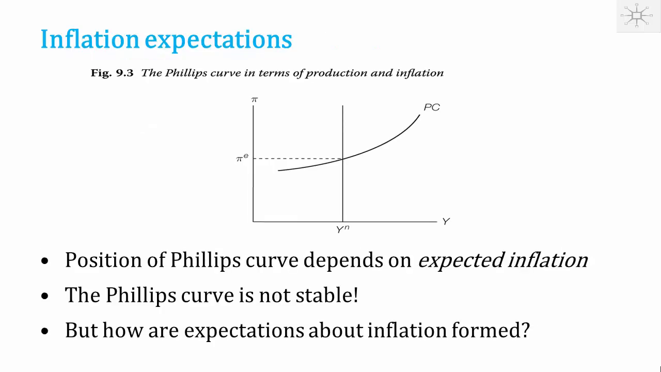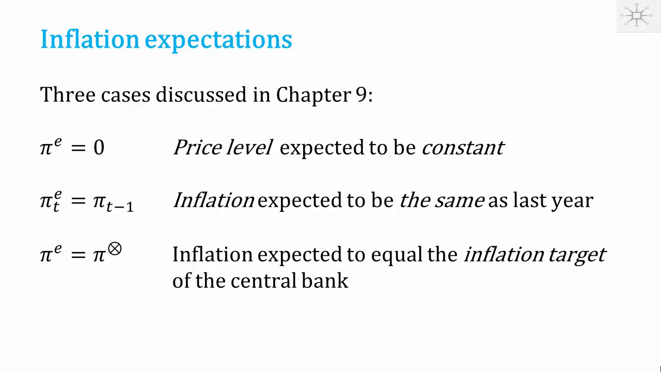And it's important to understand that the position of the Phillips curve depends on expected inflation. And that means that there is a relation between output gap and inflation, but the position of that Phillips curve may be quite unstable. It may move quite a lot depending on people's expectations about inflation. And this, of course, leads to the question of how inflation expectations are formed. And in this chapter, there are three cases that are discussed.